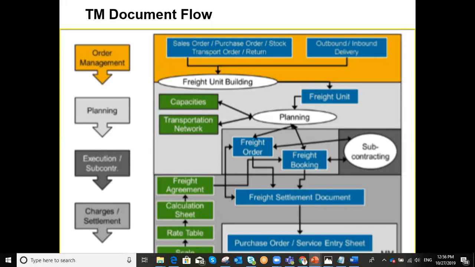Next is the planning. Planning also has the concept of capacities and transportation network, two components. And the freight order is created after the planning, most of the time automatically, based on these settings and the master data we have done in the backend. And we also have the freight booking, with respect to the planning part, which is well in advance based on the future plan or forecasting.